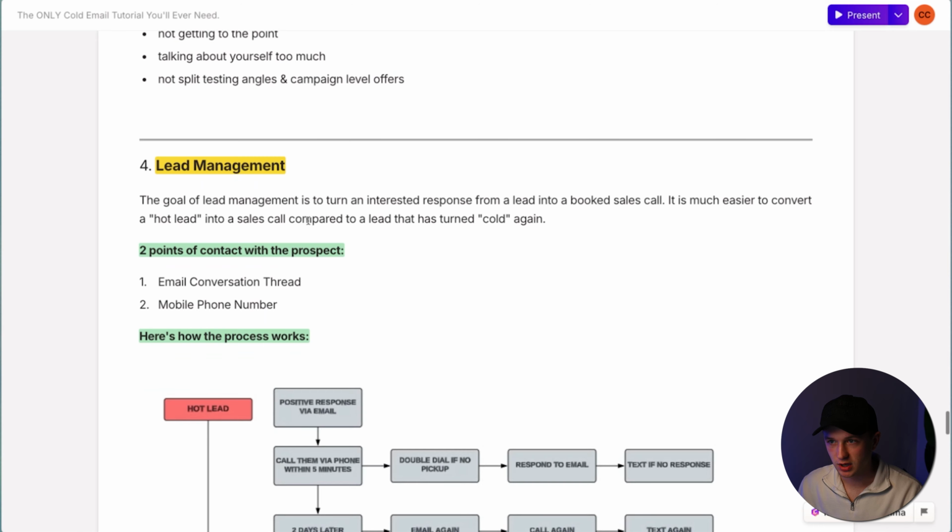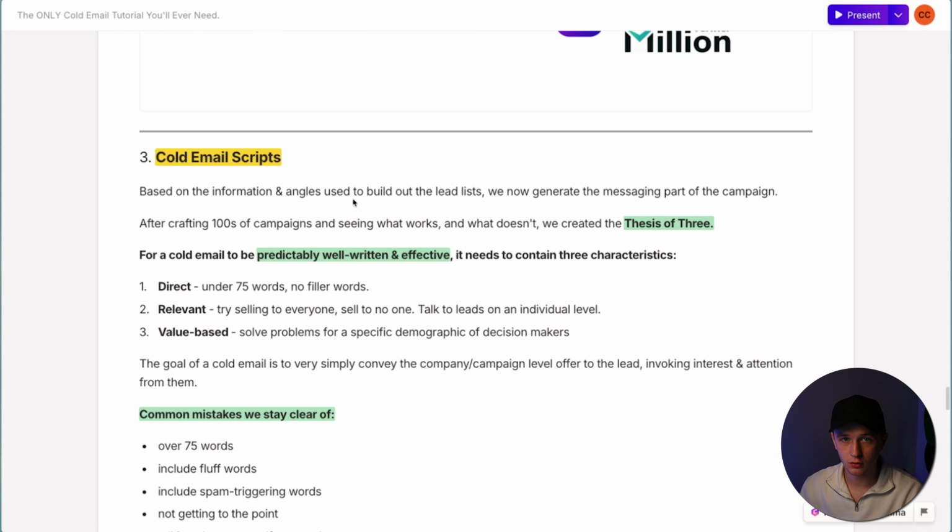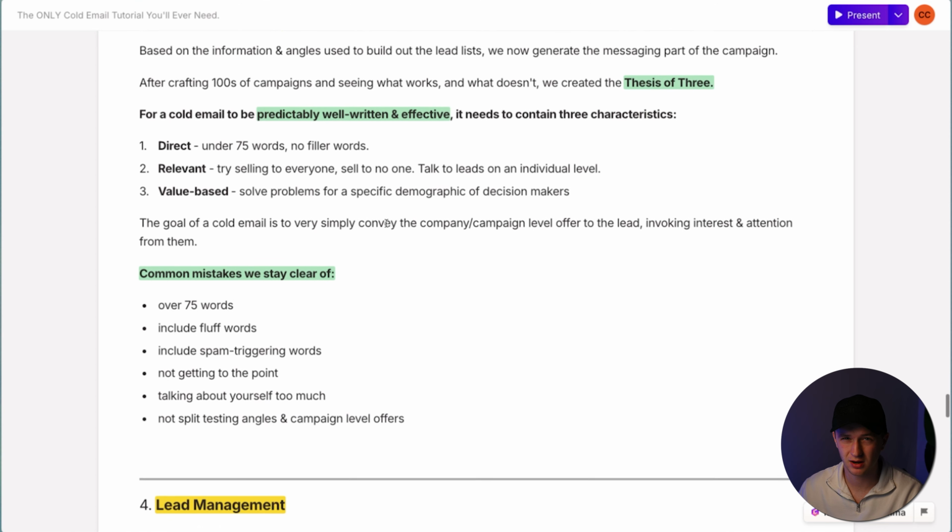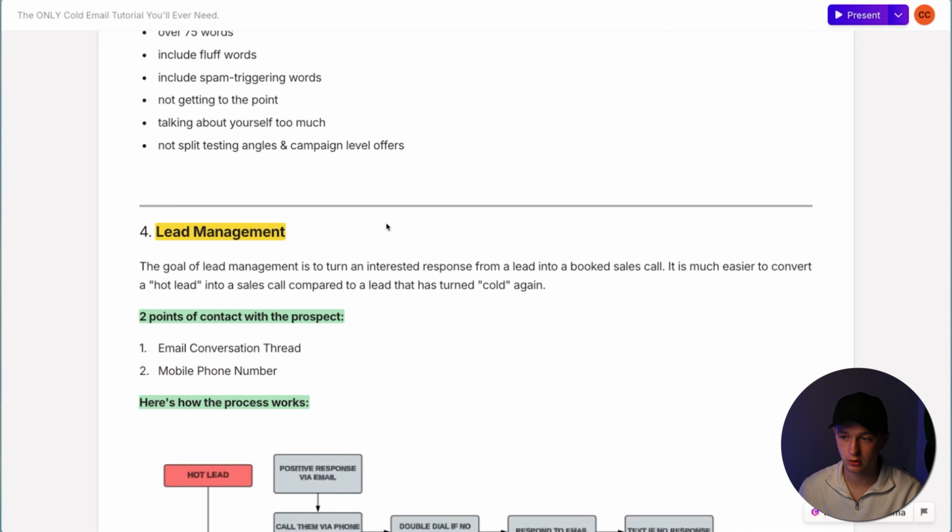Next is lead management. And worth mentioning about the email scripts, I'm going to go over 5 of our top performing email scripts in the next section. So just make sure that you stay so that you actually know how to write and how they kind of look, because it's obviously very important how you deliver the message.